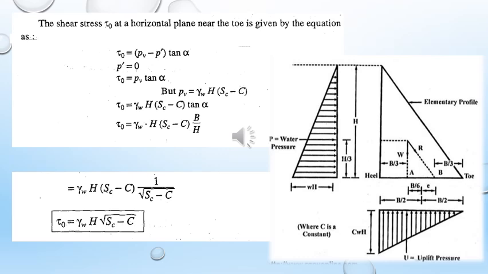Put the value of B for no tension. So this comes out as gamma H upon (SC minus C) into 1 upon under root of (SC minus C). So tau 0 comes out as gamma W H under root of (SC minus C). So these are the two equations for the shear stress as well as the principal stresses. The sigma and tau 0 are available. Then you can find out the value of principal stress and shear stresses for the elementary profile.